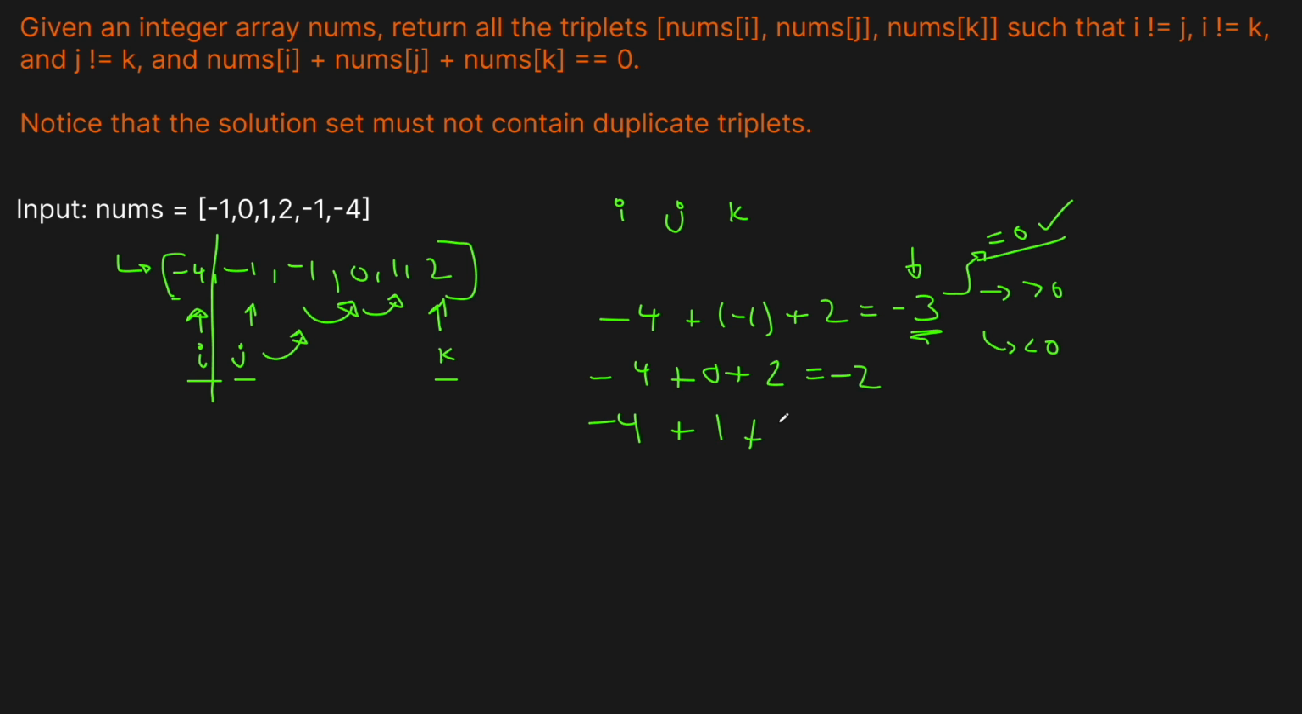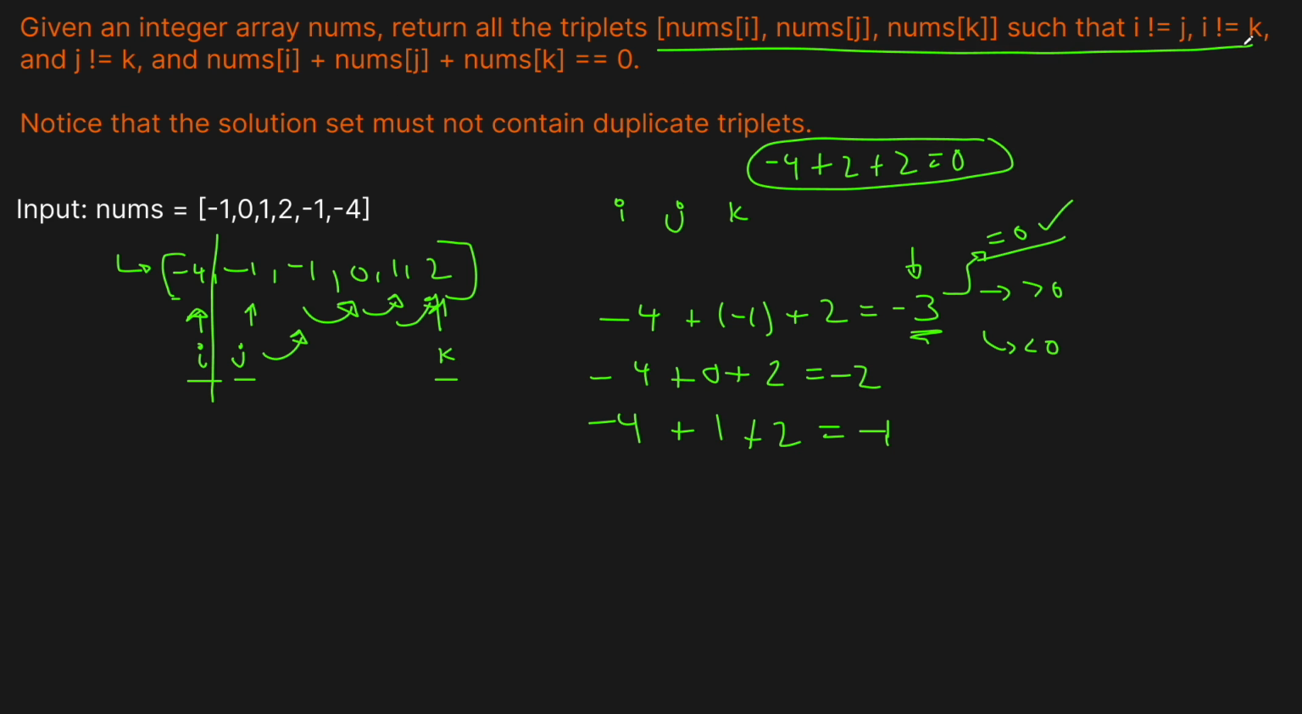Now let's do the math again. We're going to say 4 plus 1 plus 2. This time we get -1, right? So unfortunately, we are still less than 0, which means we have to increase j one more time. But you'll notice that now j is at the same index as k. So even though 4 plus 2 plus 2 technically equals 0, remember that the indices cannot be the same. They have to be distinct indices, which is why as soon as j hits k or k hits j, we cannot have that as an answer.